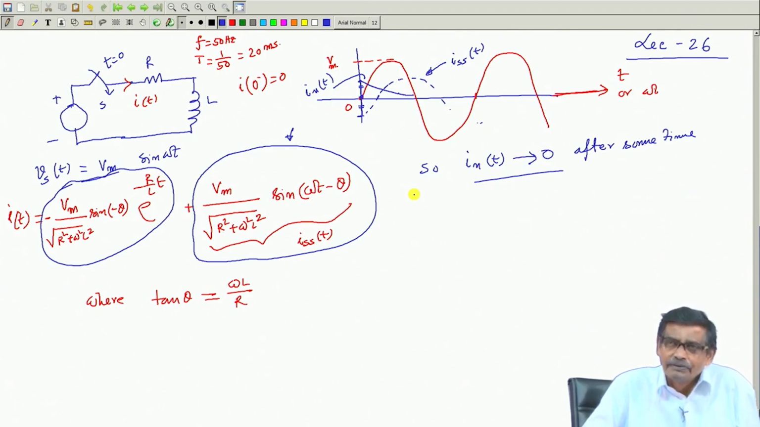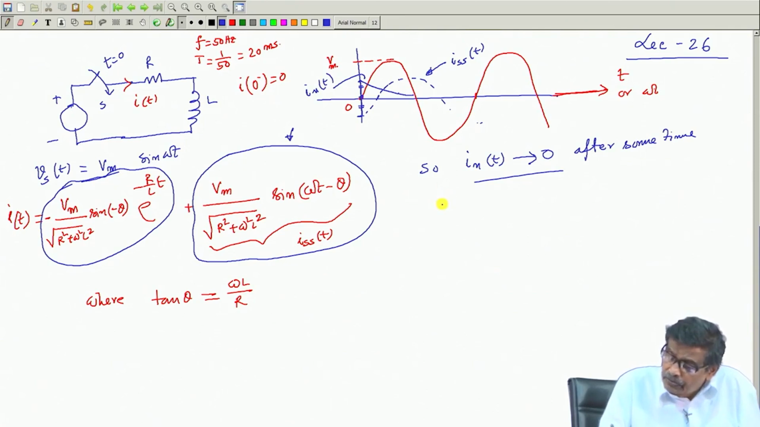Transients are born whenever you do some switching in presence of some energy storing elements, but they will also decay down faster, because in every circuit there will be some resistive elements. It is not that only inductance and capacitance you are switching on. Therefore, R will be there.